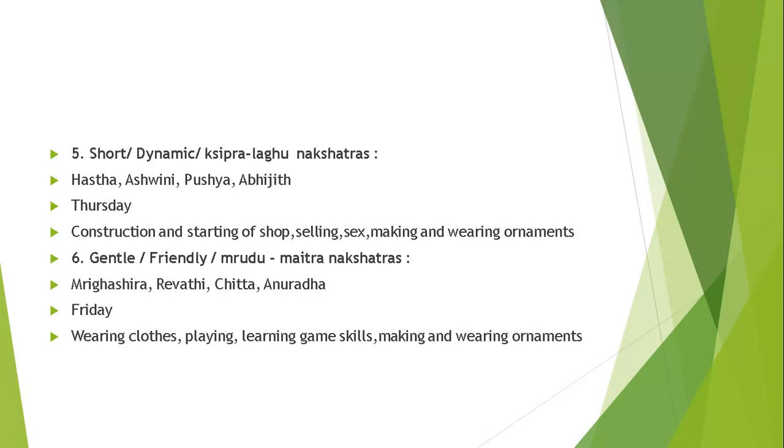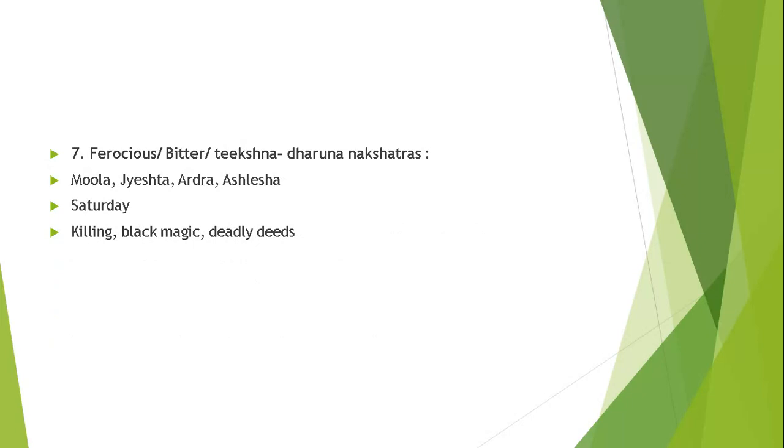Then Mridu nakshatras, they are also known as Maitra nakshatras or friendly nakshatras, like Mrigashira, Revati, Chitra, Anuradha. Wearing clothes, playing, learning games, some new skills, new training, making and wearing ornaments. For all those, they are suitable. Then finally, we have the ferocious nakshatras or the Tikshna nakshatras. They are used for the cruel or Vamachara activities, like Mula, Jyeshtha, Ardra, Ashlesha: killing, black magic, deadly deeds. So all those things are done.